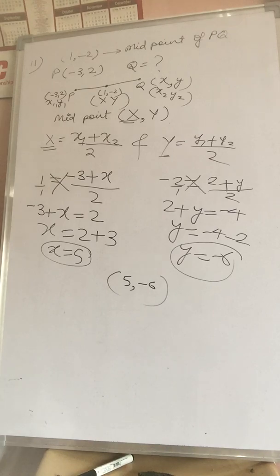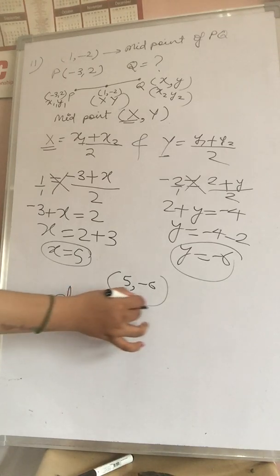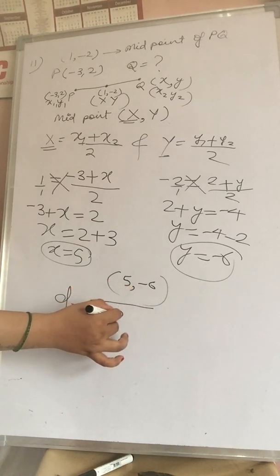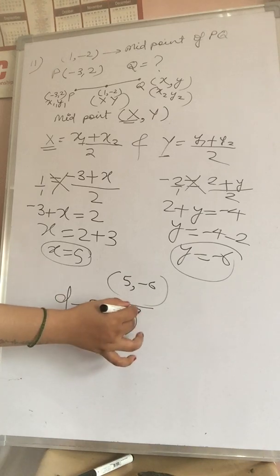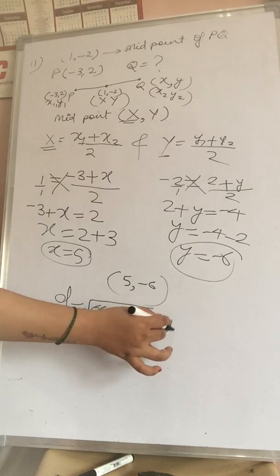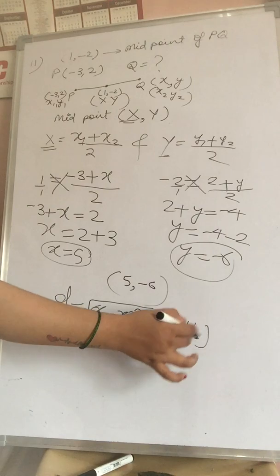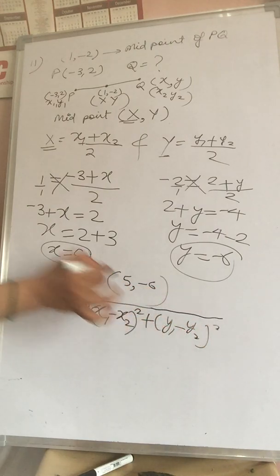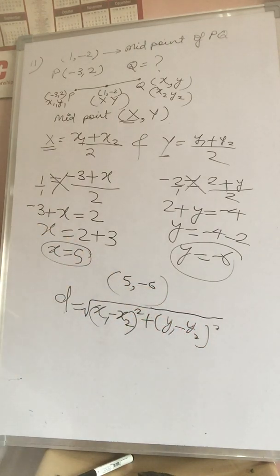The distance formula we have already studied in the previous class. The distance formula is under root of x1 minus x2 whole square plus y1 minus y2 whole square. This is in square root. Okay. So, next question.